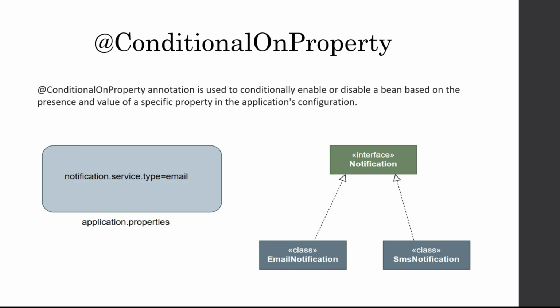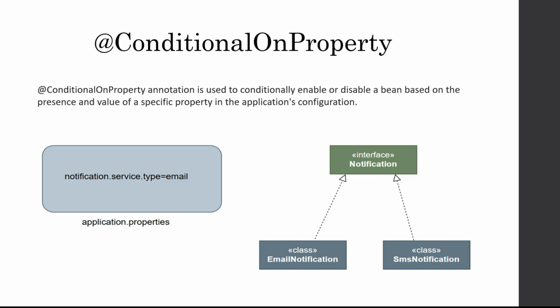Which bean would be created would be decided based on the value of the property. So if in the application.properties file the property value is email, then the email notification bean should be created, and if its value is SMS, then the bean for SMS notification should be created. Using the conditional on property annotation, we can achieve this.